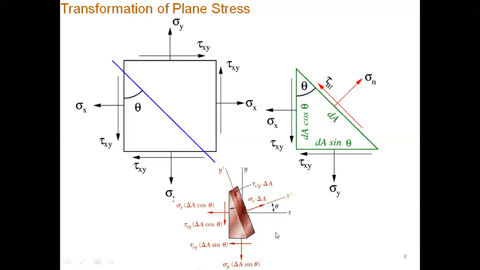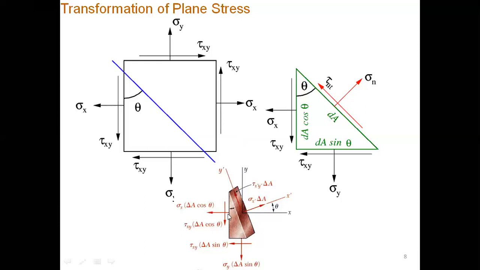You can see that we have sigma x acting on the area delta A cos theta. Delta A is the area of this slanted side, so the area of this vertical side would be its projection. The projection of the slanted area onto this vertical area would be delta A cos theta. And this horizontal area, the vertical projection of this area, would be delta A sin theta.